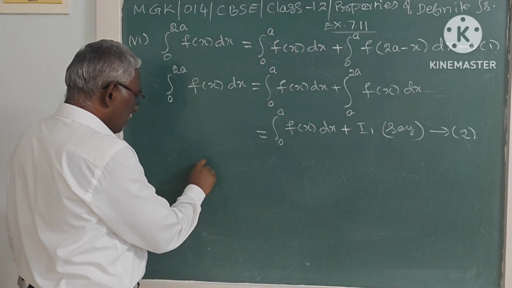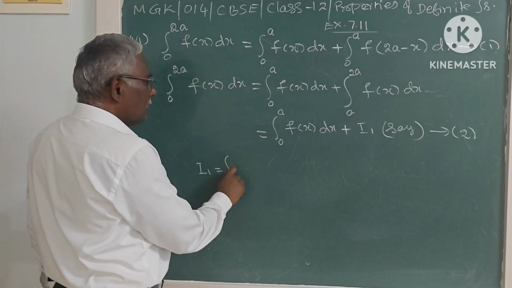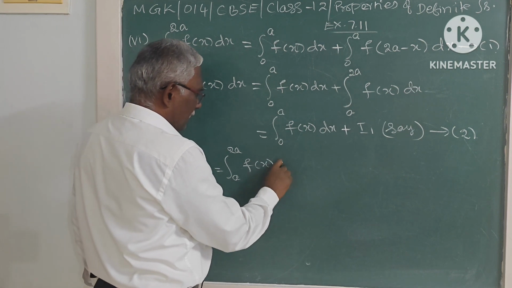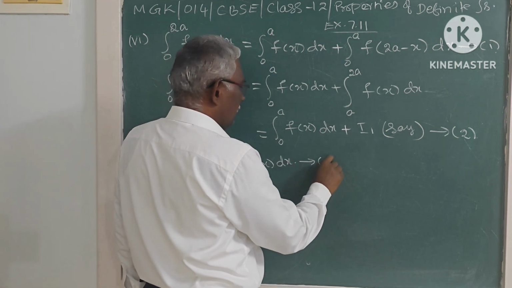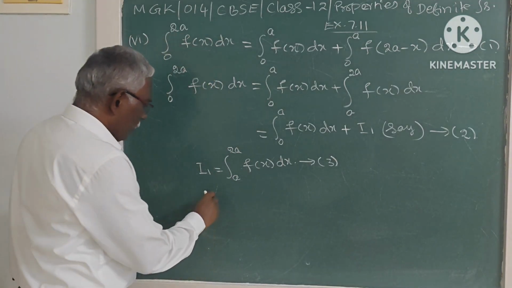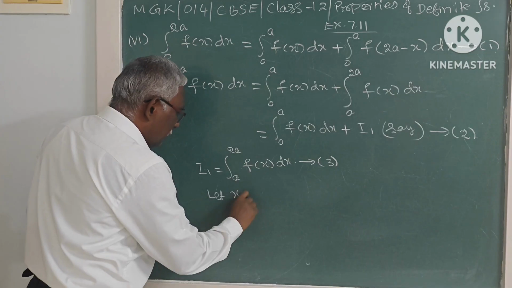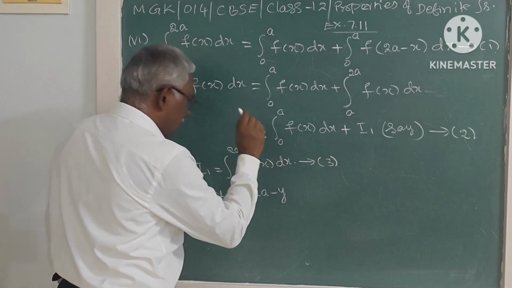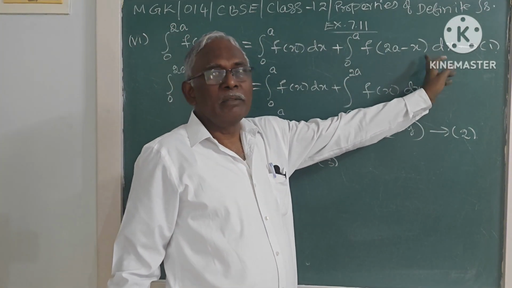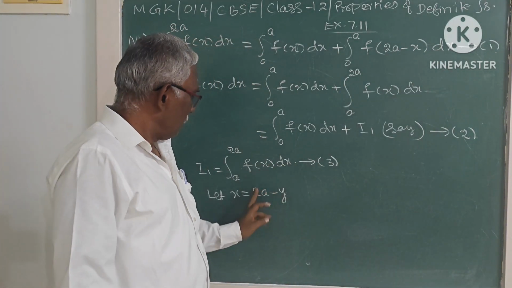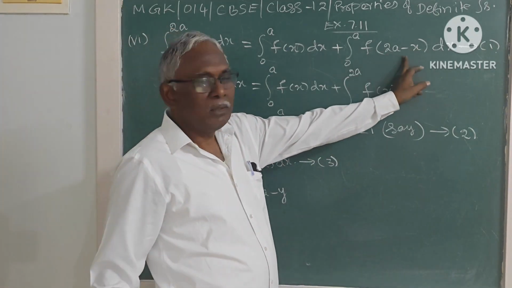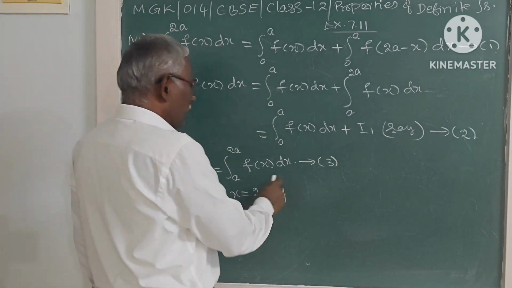Now what is integral 1? This is nothing but a to 2a f of x dx. We call this 3. Now let x is equal to 2a minus y. How am I putting 2a minus y? We want f of 2a minus x, so I am replacing x by 2a minus y. Later on we will change the variable y to x.